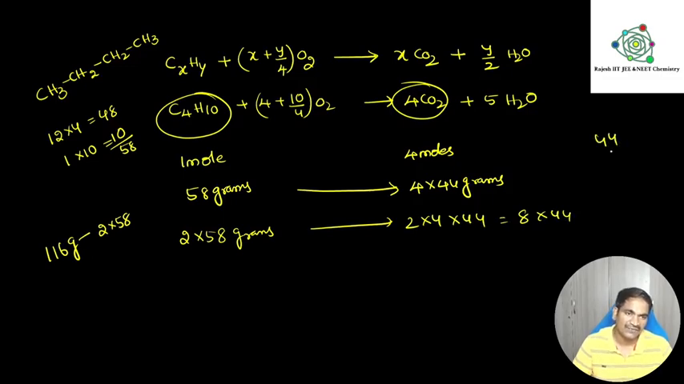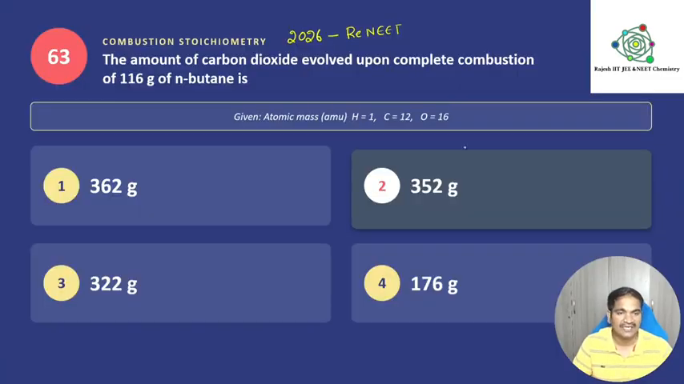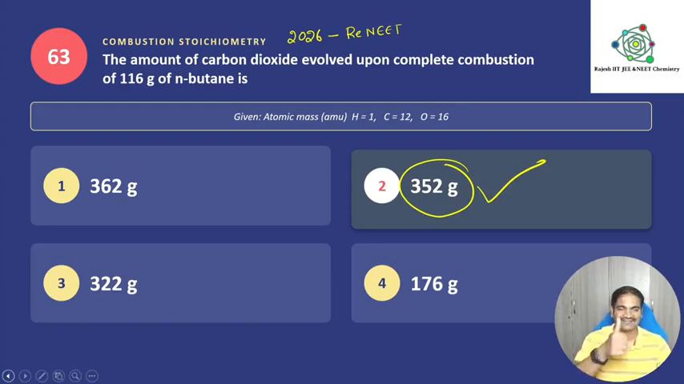Here 44, 32 plus 32 plus 3, 35. So how many grams of carbon dioxide will be liberated? 352. So that means our second option is the correct answer. Have you got it? All the best.